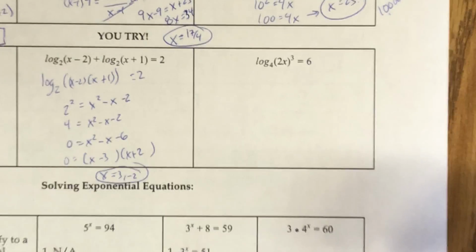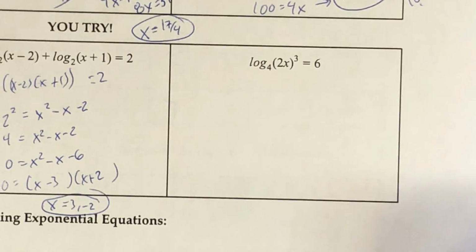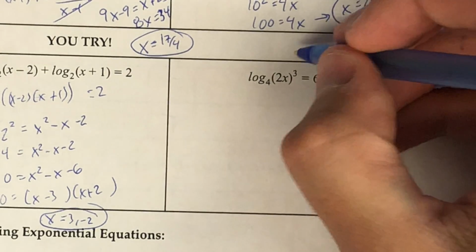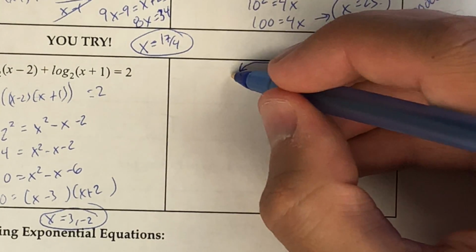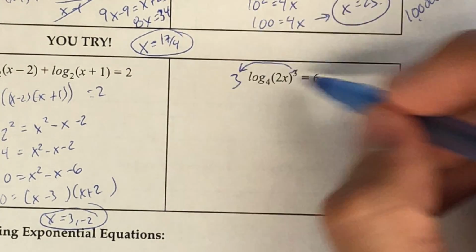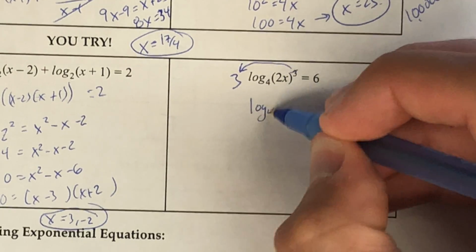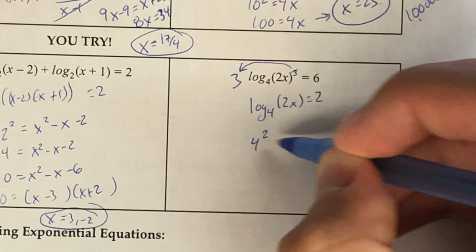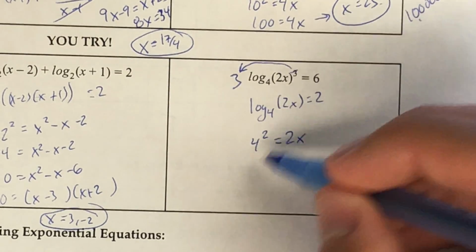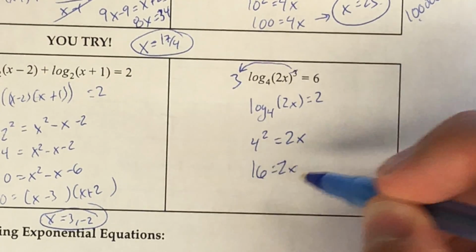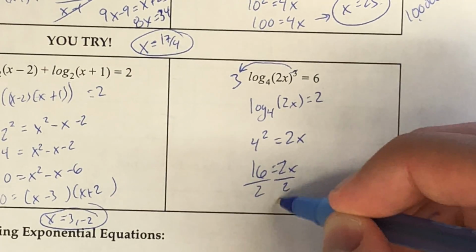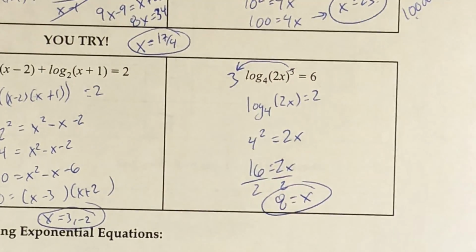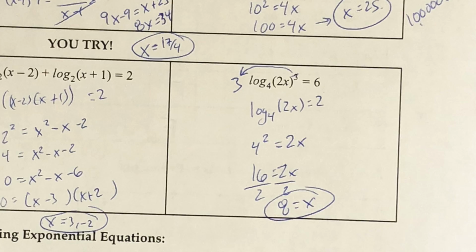Last one. Again, we've got this exponent here. So I think it's easier to bring it out front and divide. So we'll have that 3 out front. Divide both sides by 3, and we get log base 4 of 2x equals 2. Convert to exponent form, we get 4 squared equals 2x. 4 squared is 16. Divide both sides by 2, and we get x equals 8. Okay. So that's converting from logs to exponents.